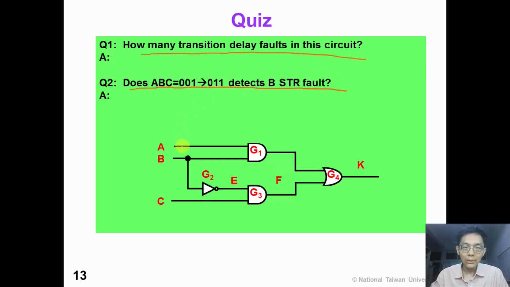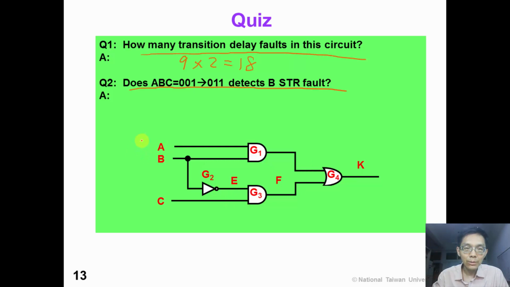Now, have you got it? So we have 1, 2, 3, 4, 5, 6, 7, 8, 9, 9 different nodes, times 2. So we have 18 transition delay faults in this circuit.